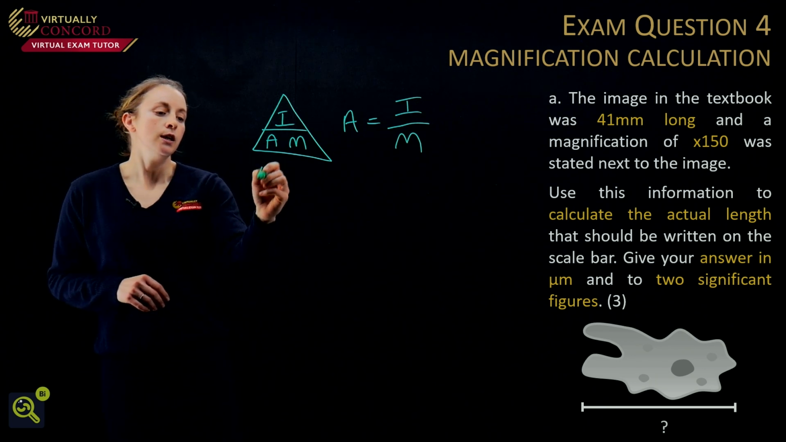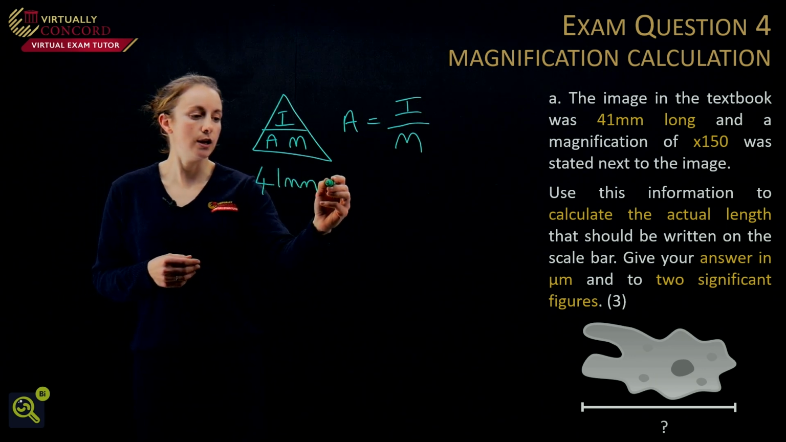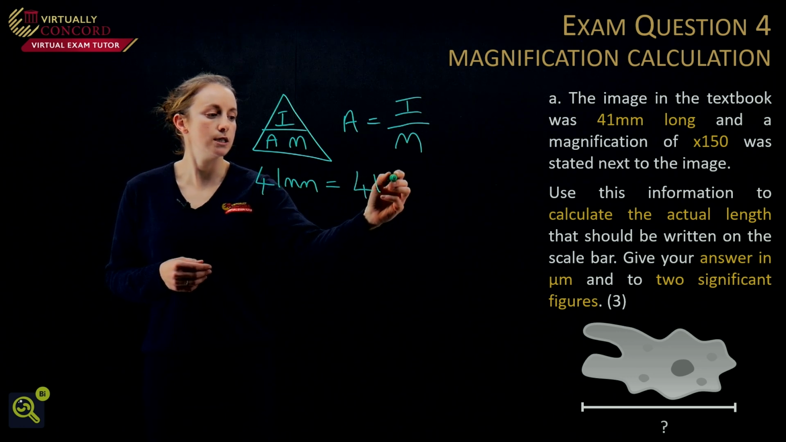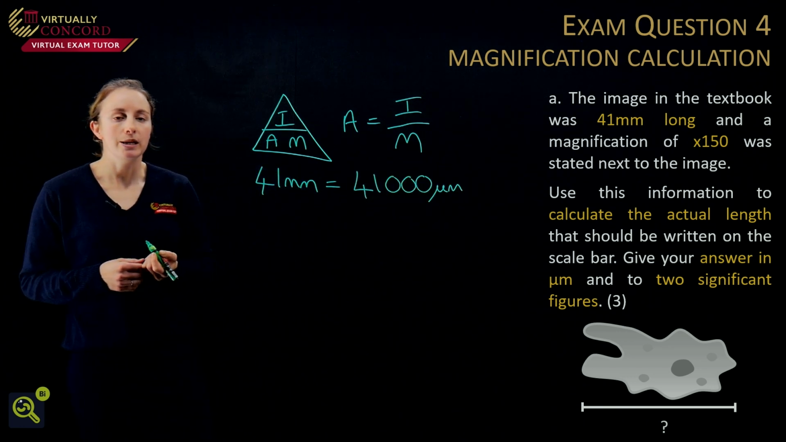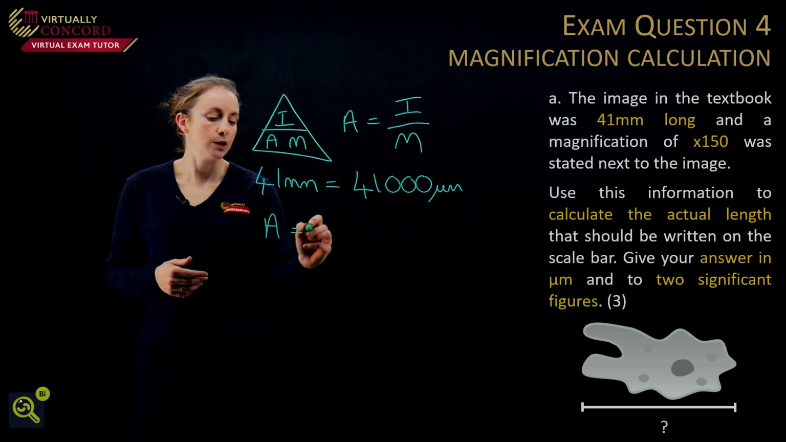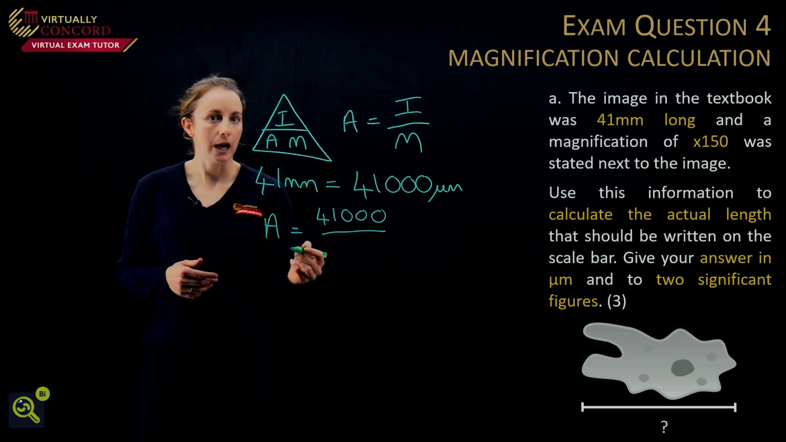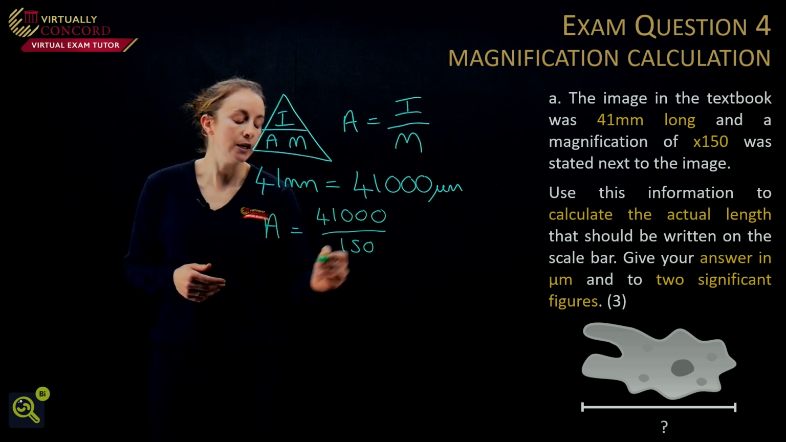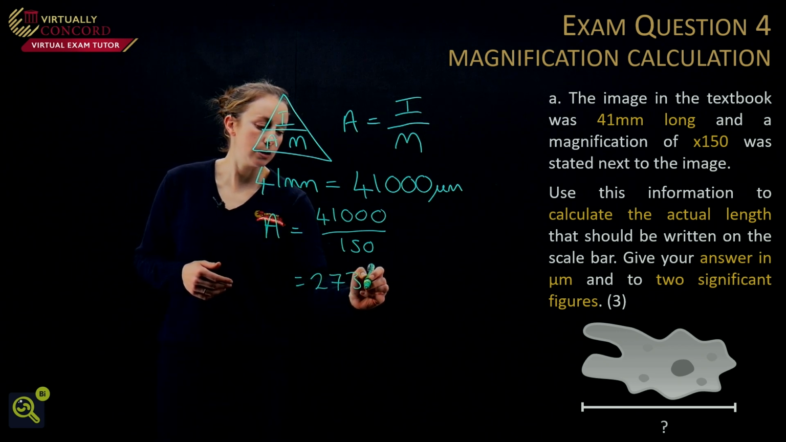And you're given the image length in millimetres. So your first job would be to convert those millimetres into micrometers, remembering that there are 1,000 micrometers in 1 millimetre. And then you just do your calculation. So actual length would be equal to 41,000 divided by the magnification, which is 150. And that gives you an answer of 273.3 recurring.